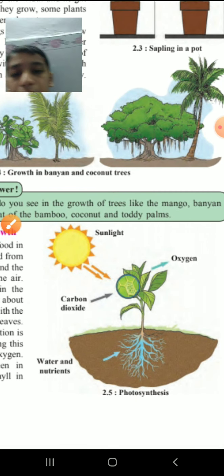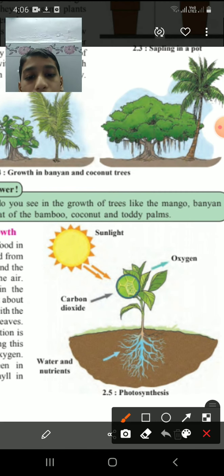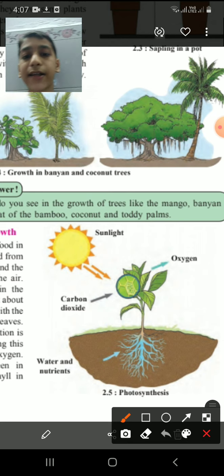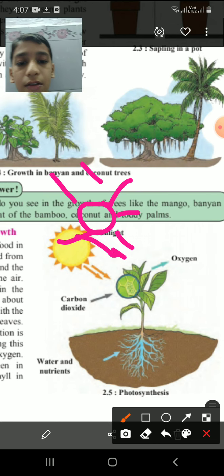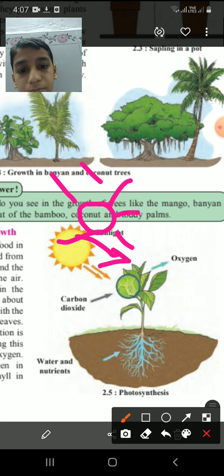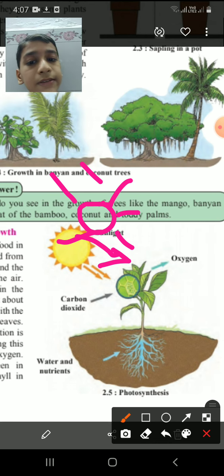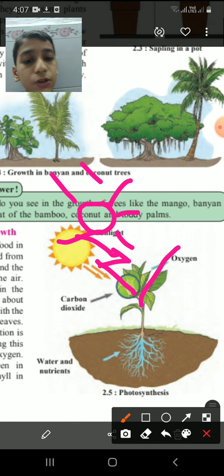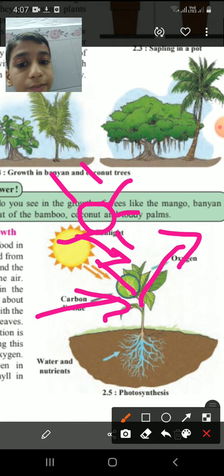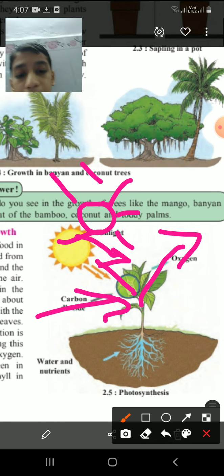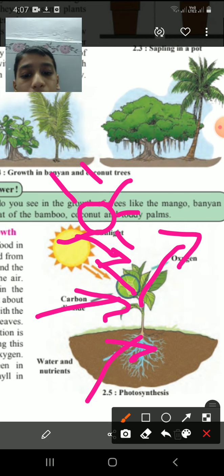Now, they have shown the cycle of this. The sunlight is going to the plant, and the plant gives us oxygen. This is the cycle. Sun is giving sunlight to the plant. The plant is giving oxygen to us, and it takes in carbon dioxide. And we are giving carbon dioxide to plants. And in the roots, it takes in water and nutrition.